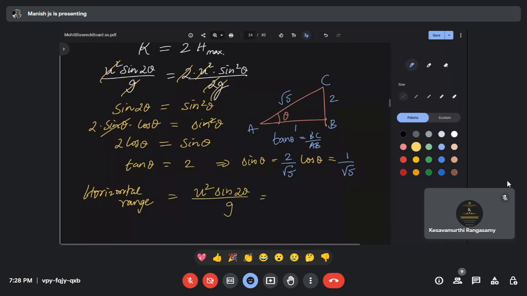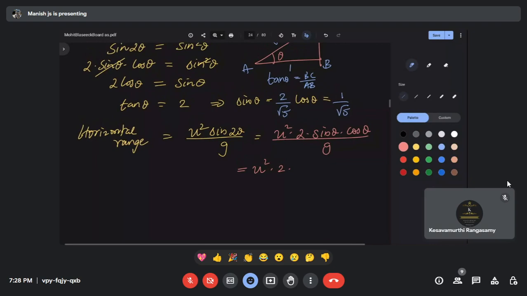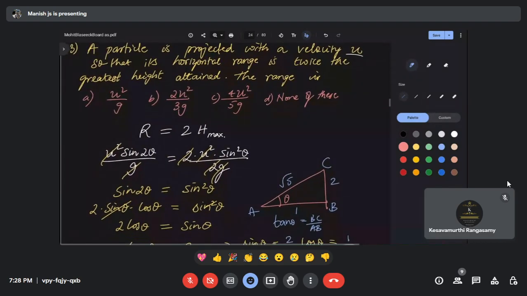Now sine 2 theta you have to express in terms of 2 sine theta cos theta. So 2 times sine theta into cos theta divided by g. Now you go and substitute. So u square into 2 into sine theta, which is 2 upon root 5, cos theta is 1 upon root 5, the whole value upon g. You can see the options are in terms of g.